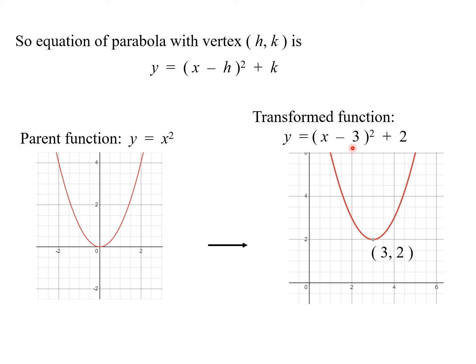Now what's a little bit weird about this is it's x minus h. But the h here is actually positive 3, so it's x minus 3. It's not negative 3, so it's x minus a positive h. It's a little bit weird, but that's just the way it is. And then the k is plus k, so plus 2 means 2 up.